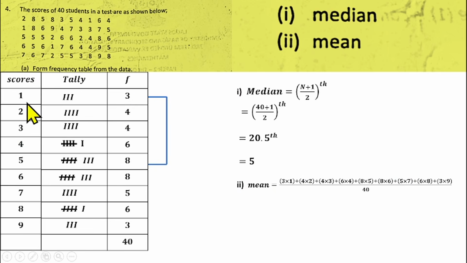Frequency multiply x, that gives us 3 times 1, plus 4 times 2, plus 4 times 3, plus 6 times 4, plus 8 times 3, plus 8 times 6, plus 5 times 7, plus 6 times 8, plus 9 times 3, which is what you're having here, divided by the total number of frequency, which is 40. If you simplify this, you'll be having 245 over 40, and that gives us 6.13 as the mean, which is for question number 4.